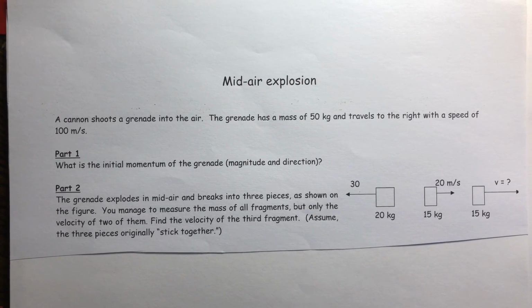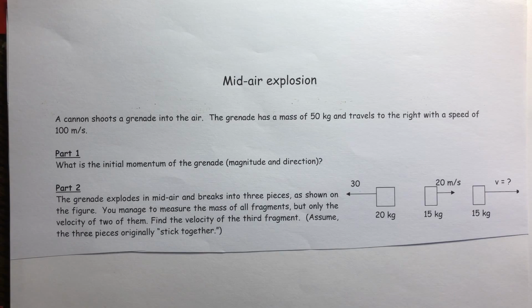Hey class, I know we just started momentum, so I figured I would give us an example problem to get us going. It has a couple of parts, and we're going to do one part at a time. A cannon shoots a grenade into the air. The grenade has a mass of 50 kilograms to begin with and travels to the right, which I will consider the positive direction, with a speed of 100 meters per second. Our first part is just to find the initial momentum of the grenade once it's shot.